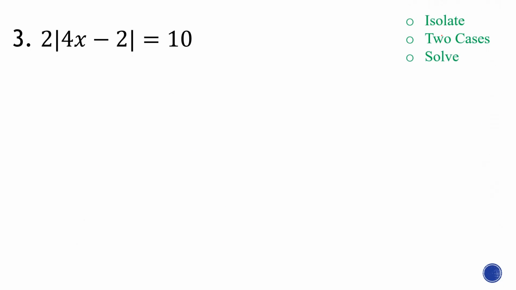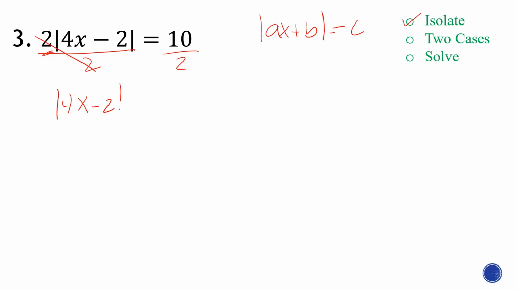Okay, so here we have 2 times the absolute value of 4x minus 2. Here, we need to do the first step, which is isolate, meaning our absolute value equation should be in this form first. And obviously, it's not in that form because we have a 2 here. So we need to get rid of that. To do that, we will divide both sides by that number, and that will give us 4x minus 2 equals 5, right? And now we can do the 2 cases.